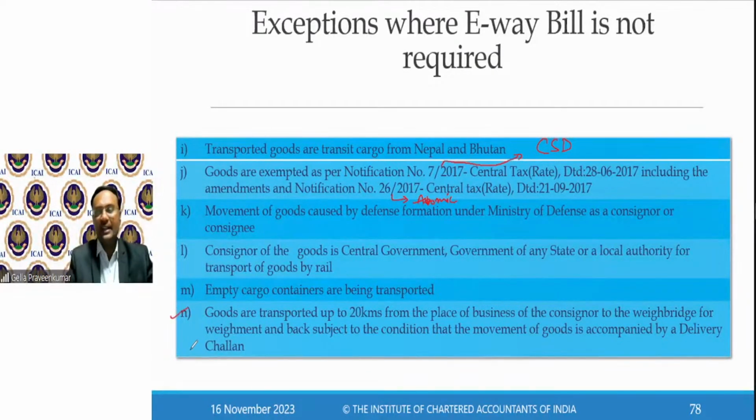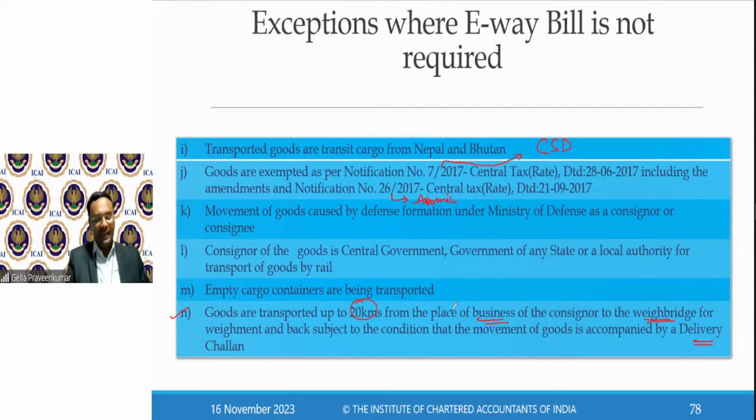And this is one another case which would be tested in your examination. Goods are transported up to 20 kilometers from the business premises of the consignor for weighment purpose to the weighbridge and back, subject to the condition that movement of goods is accompanied by a delivery challan.